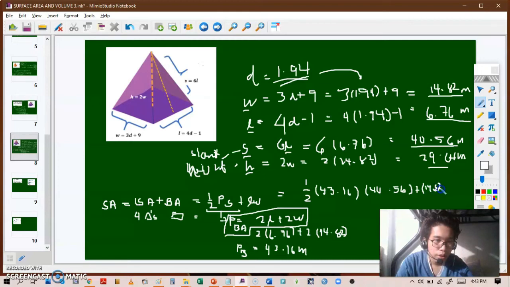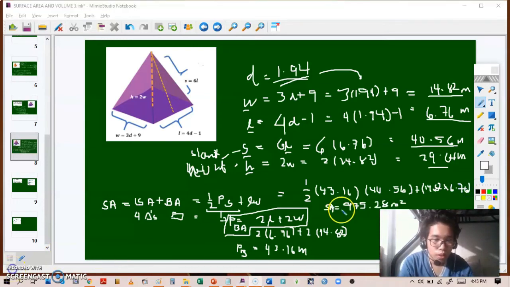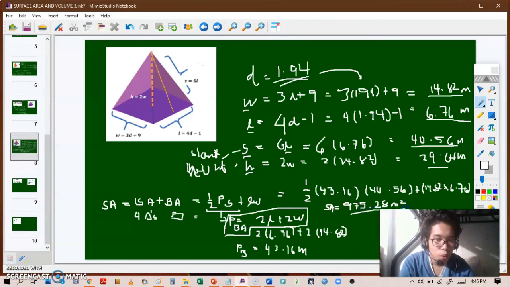That will be 14.82 times 6.76. And from this formula, we can now get the value of the surface area of the pyramid, and that will be equal to 975.28 meters squared. So this is the surface area of the pyramid.